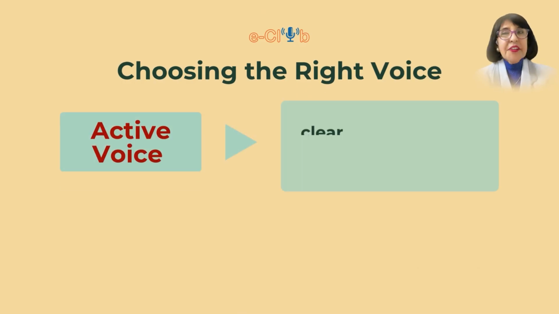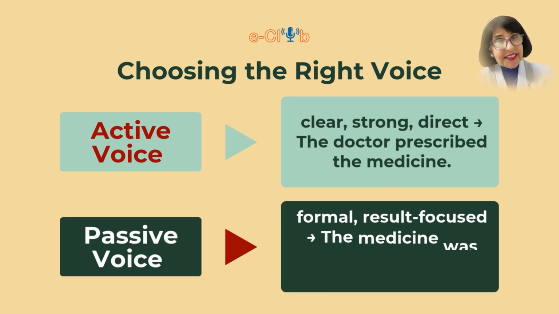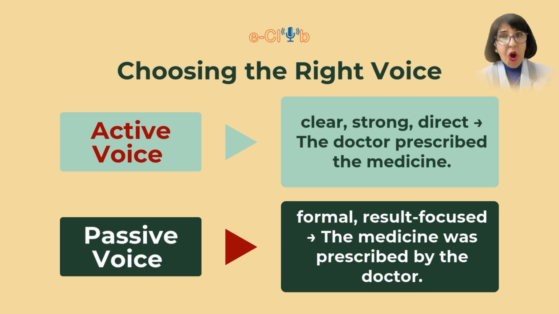Use active voice when you want energy, clarity, and focus on the doer. Use passive voice when the doer isn't known or when you want to highlight the action itself. For example, the doctor prescribed the medicine. Active. The medicine was prescribed by the doctor. Passive voice. And that's it. Now you know exactly when and how to use active and passive voice.